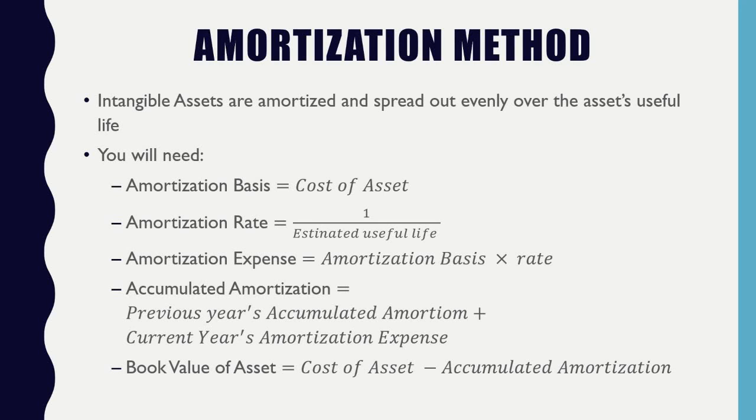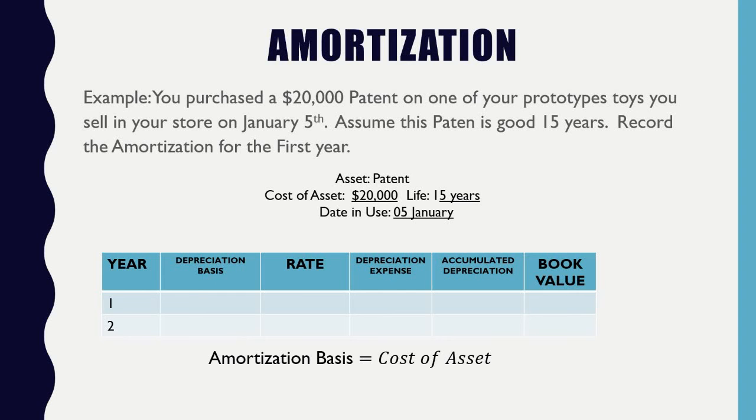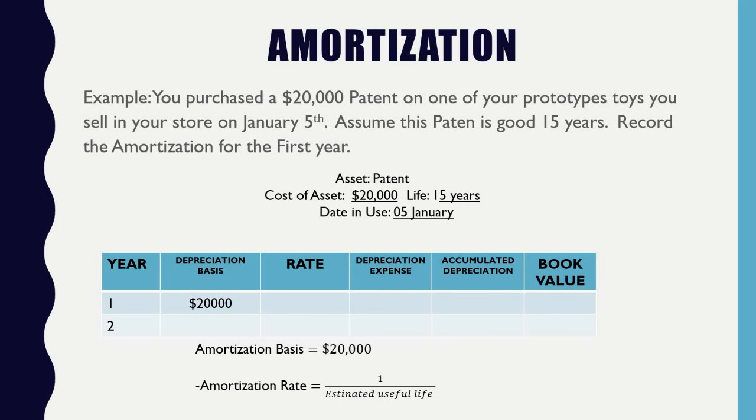Okay, so let's go ahead and dive into our example here. I bought a patent, okay, that's worth $20,000. Its estimated useful life, once again, is 15, and the date that we place into service is January 5th. So I'm going to be depreciating, or in this case, amortizing for the full year, okay? So in this case, what is my depreciation basis? 20,000. What is my rate?